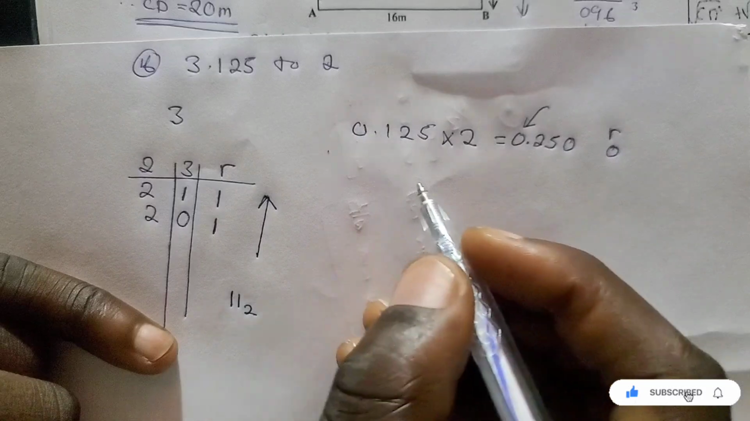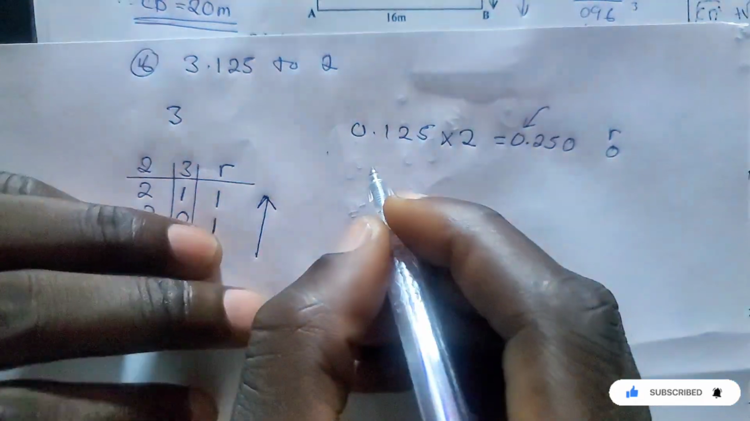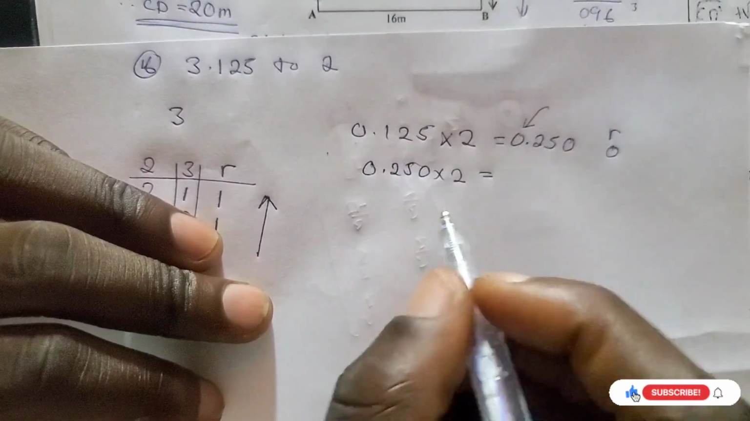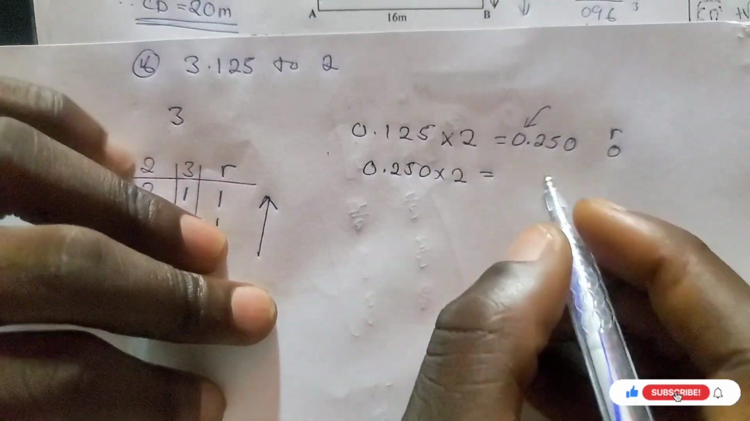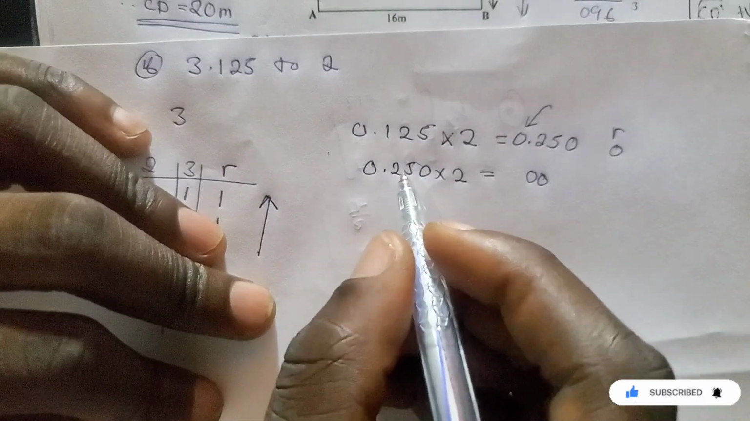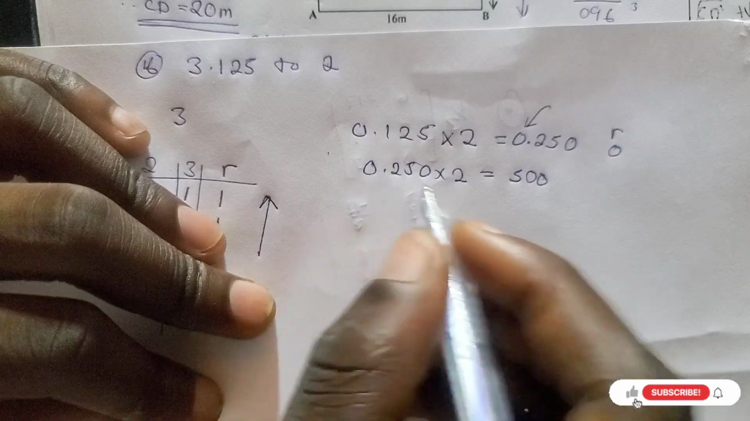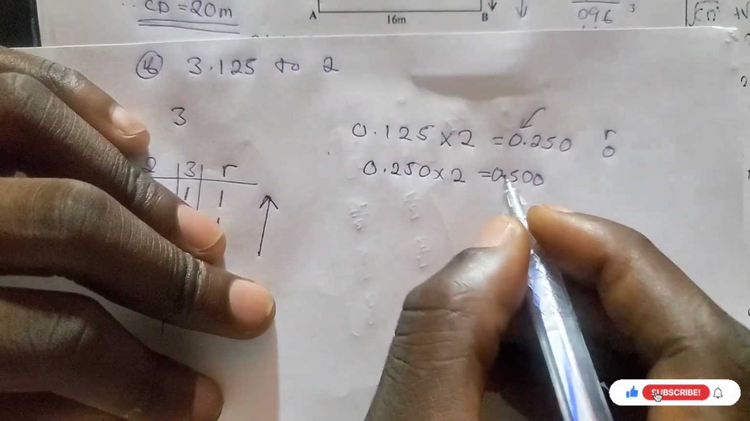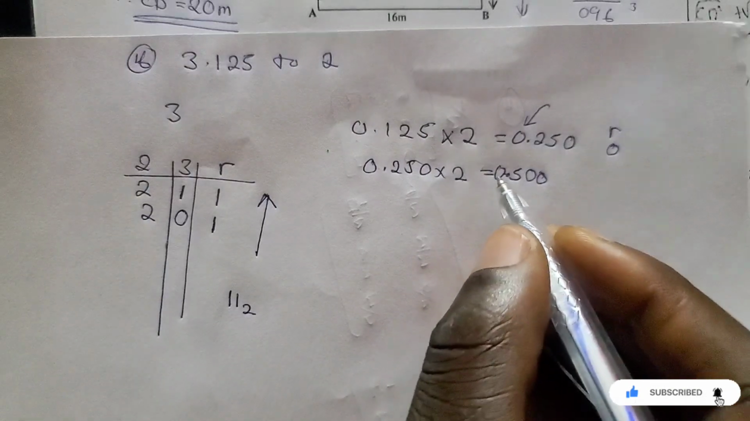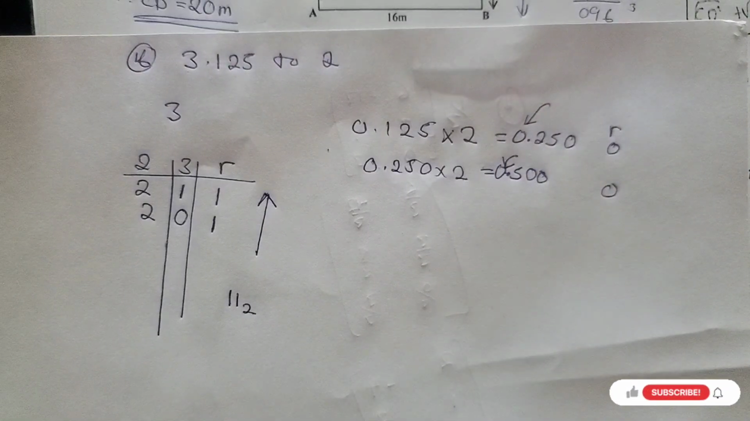Then we proceed. The same number here, we multiply by 2, which is 0.250 multiplied by 2. 2 times 0 is 0. 2 times 5 is 10, 0 carry 1. 2 times 2, 4 plus 1, 5. 2 times 0 is 0. So it's just 0.5. We write this one as well as a remainder, 0, like that.